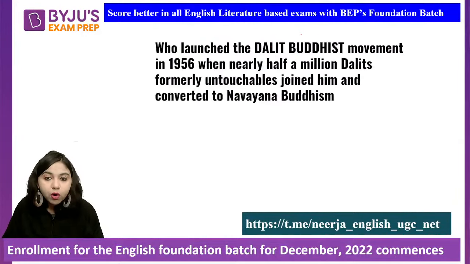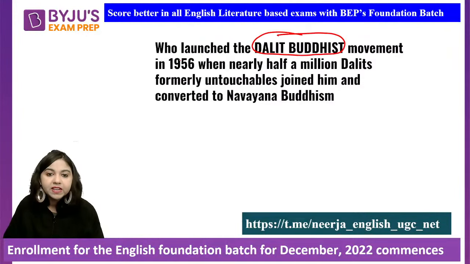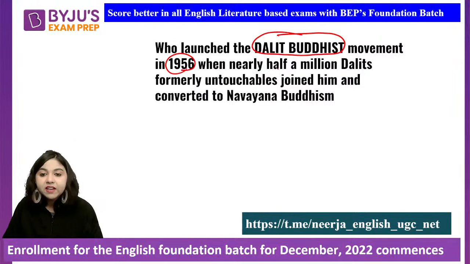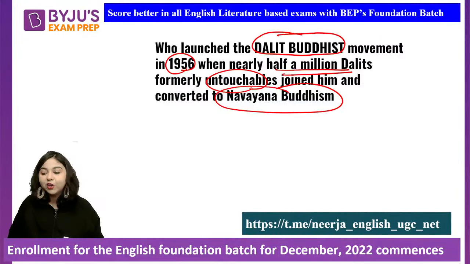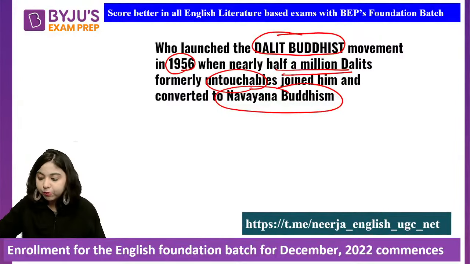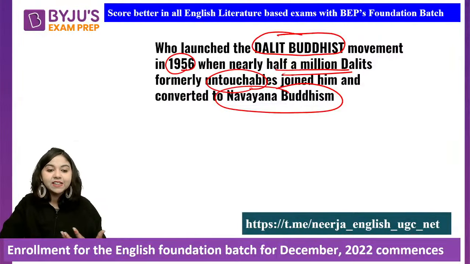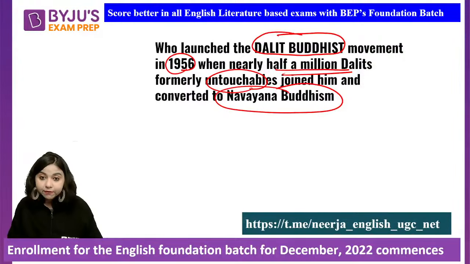Now, who launched the Dalit Buddhist movement in 1956? He also was responsible for the Poona Pact, when nearly 500,000 Dalits, formerly untouchables, joined and converted to Navayana Buddhism. And he himself had not gone back away from Buddhism. Who are we talking about over here? This is really simple. But Buddhism and Marxism were the two major, important sources of inspiration for the forming of the Dalit consciousness.